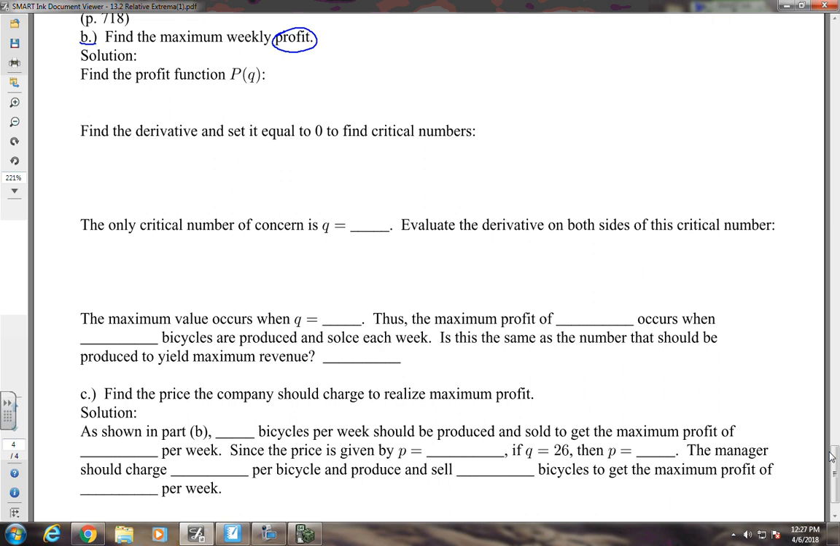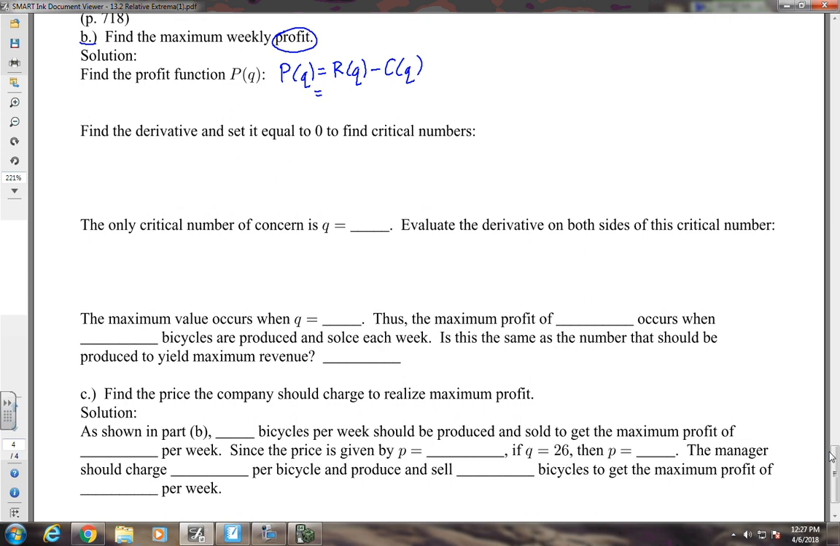The calculus part's going to be the same. The logic, the math's going to be the same, but we're going to be using a different function. We need to find the profit function. The profit function, P of Q, is obtained by taking our revenue function, the amount we made from the sale of the bicycles, and subtracting our cost. That might be materials, labor, overhead, that sort of thing.